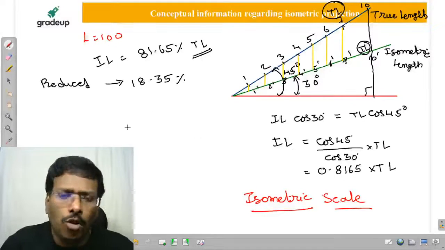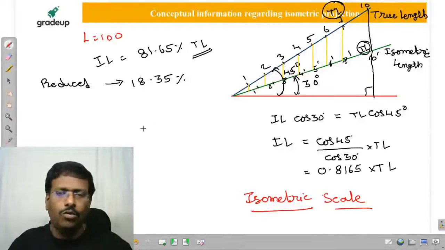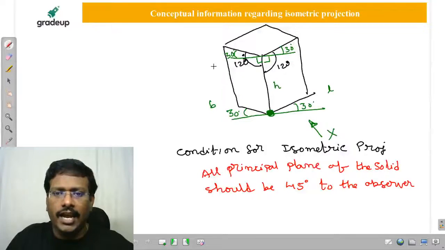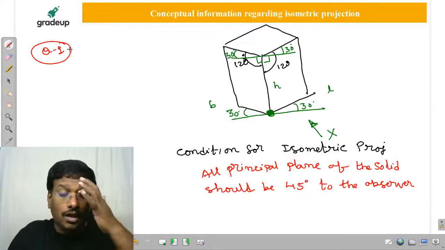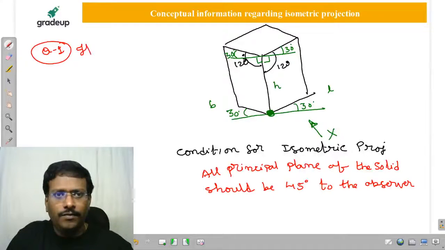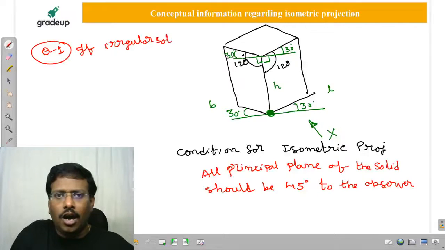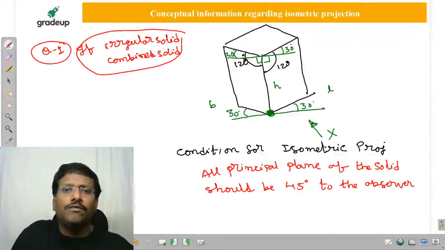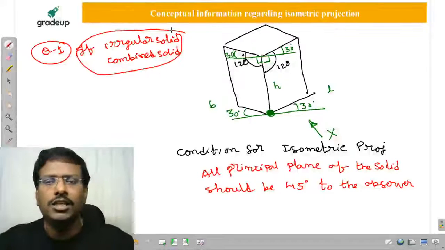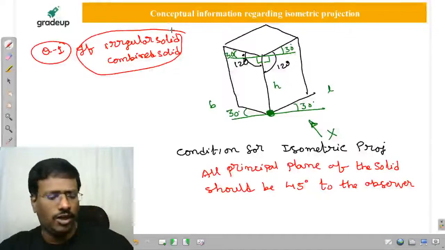And I will give one more question to you. Today I gave two questions, my dear friends. What is question one? If an irregular solid or a combined solid is there, how to explain it, and how to consider how we have to rotate the faces. That is my first question.